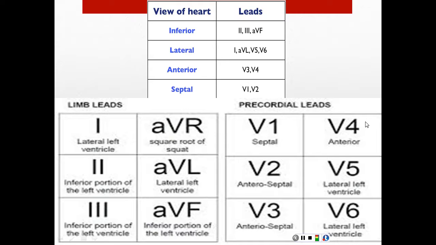And then our septum, which remember we have 2 septums, our interatrial and our interventricular septum. Those are our V1 and our V2, and that looks at the septum itself. Because don't forget, we have the AV bundle and the AV node within those areas.